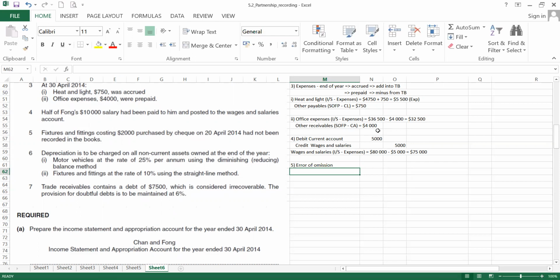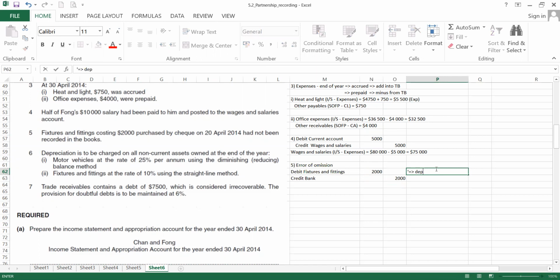So debit fixture and fitting. Fixture and fitting is a non-current asset, and credit bank. So this amount is 2,000. This will affect the calculation for the depreciation, so you take notes, because later on when we calculate depreciation, we have to take note about it.